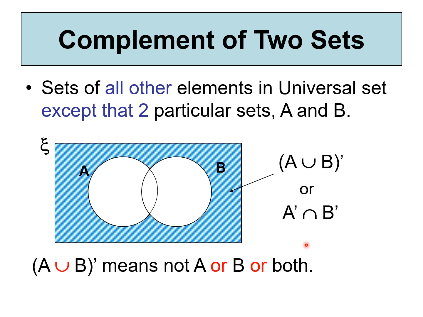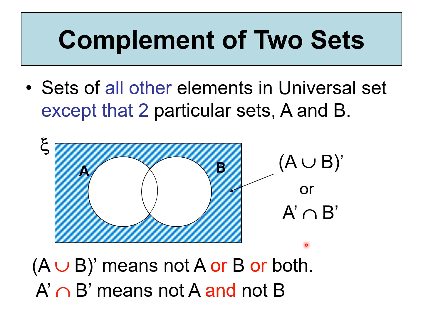This simply means the complement of A union B is not in A or B or both. And A complement intersect B complement simply means not in A and not in B. But do not worry so much if you don't understand the terms here. What is more important is to recognize the relationship between the complement of A union B and A complement intersect B complement, and how you shade it. This is crucial.